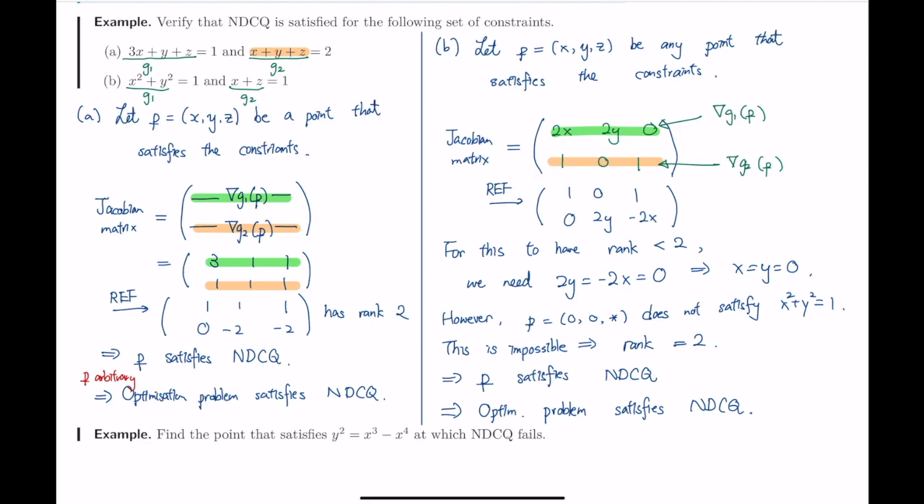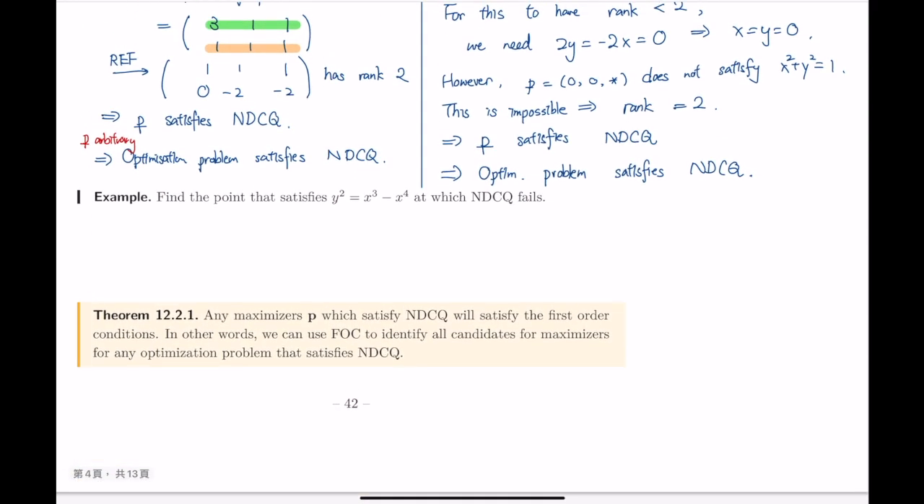Okay, now let me look at an example for which NDCQ fails. So this example indeed comes from week 9, the degenerate example. So we are asked to find the point that satisfies this constraint at which the NDCQ fails.